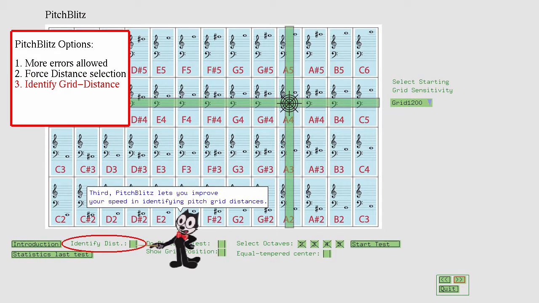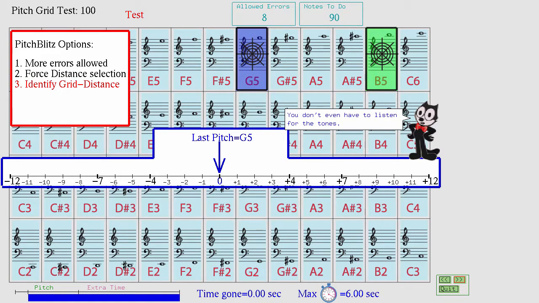Third, Pitch Blitz lets you improve your speed in identifying pitch grid distances. Actually, this is the simplest exercise. You don't even have to listen for the tones. This is thus the best exercise to try when getting started in familiarizing yourself with the pitch grid.